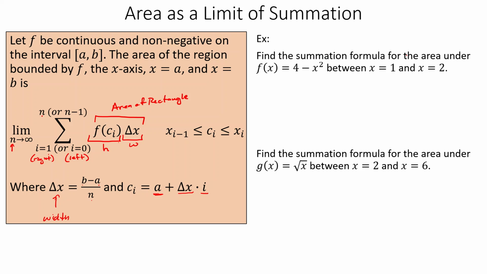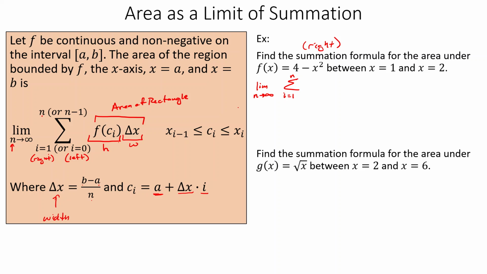For instance, find the summation formula for the area under the curve f of x equals 4 minus x squared between x equals 1 and x equals 2. We'll just do this one from the right, so we can start with 1. We're going to have the limit as n goes to infinity of the sum from i equals 1 to n of this function.